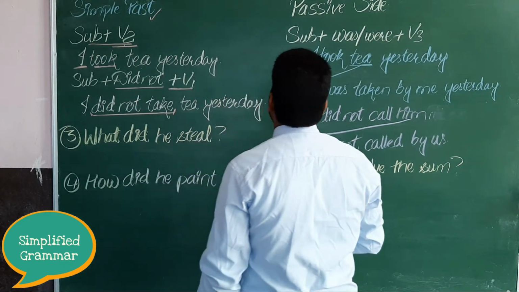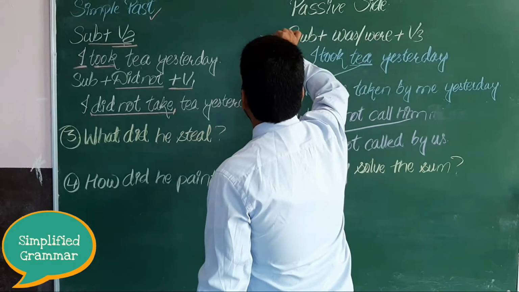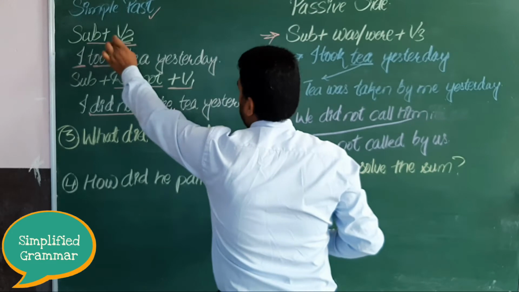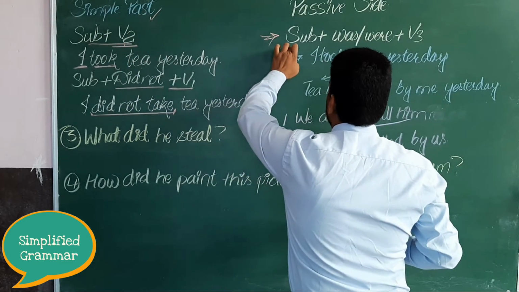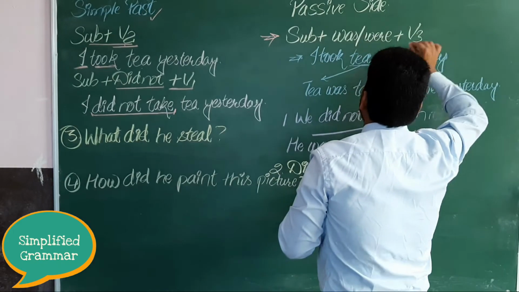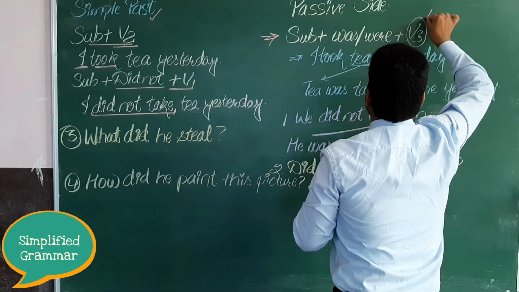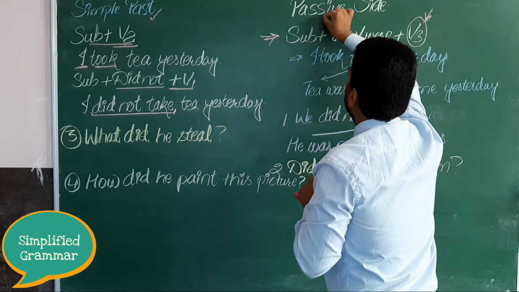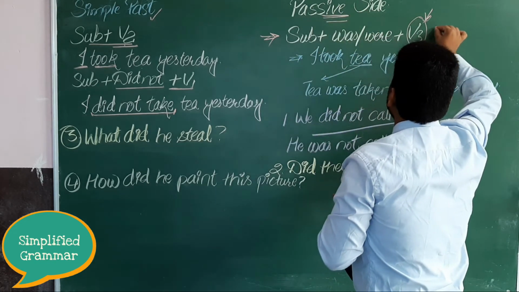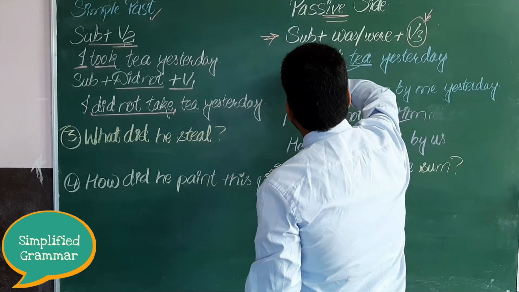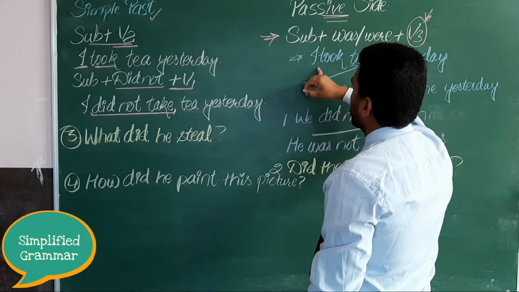In the passive side, this rule will be changed. It will be subject plus was plus the third form of the verb. Already I have taught you in the previous videos that in every passive voice we use the third form of the verb. So let's see one sentence I have written here.